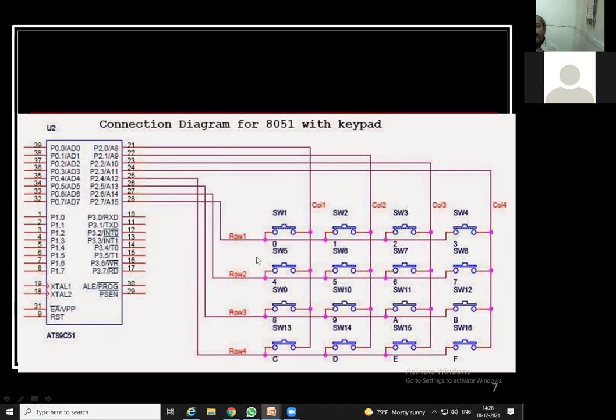But if I want to check, I don't know which keys get pressed. So at that time I will go row-wise. For example, I will make this row 4 0.